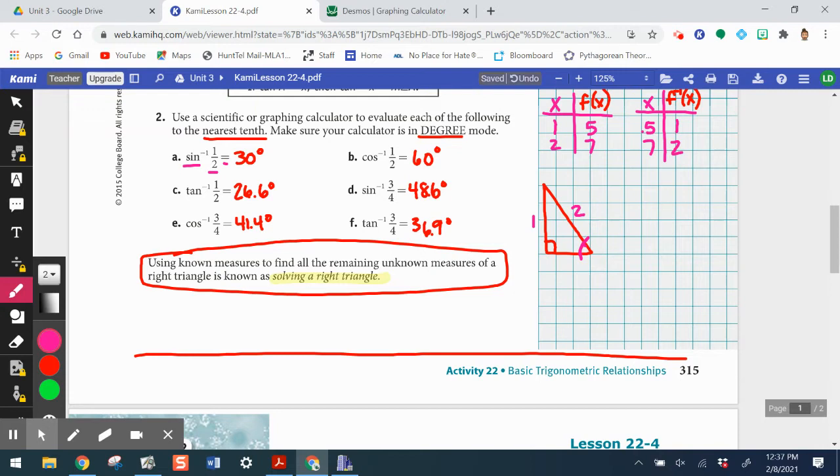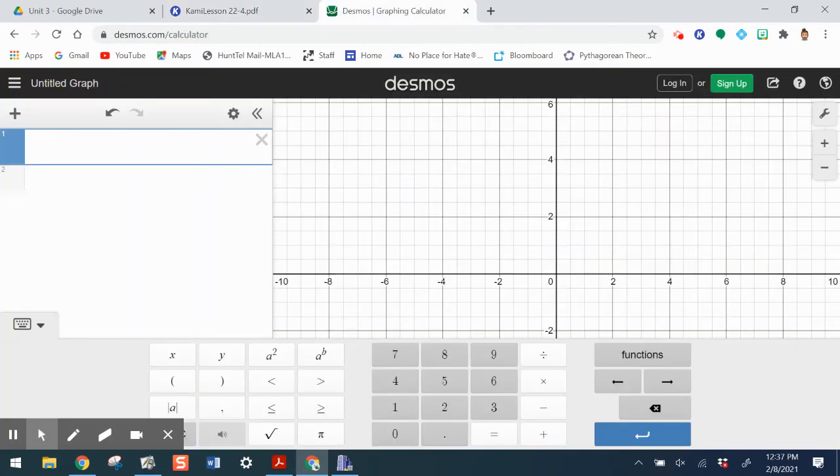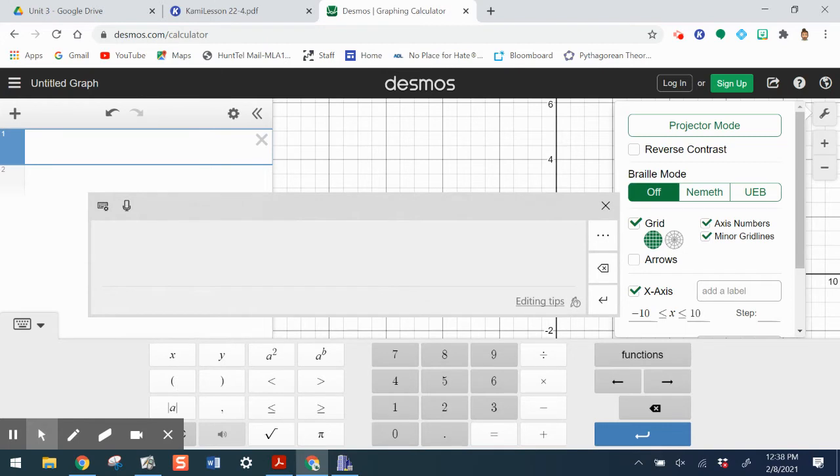Now let's take a look at actually how to find that the answer is 30 degrees. So I'm going to start by showing you on the Desmos calculator. So we're going to take the sine inverse of negative 1/2, excuse me. So let's just make sure we are in degree mode here.